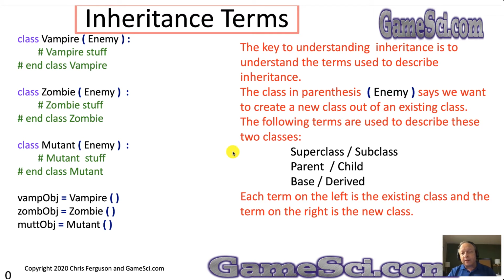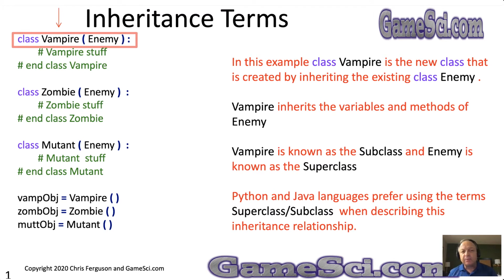Some people call enemy the superclass and vampire the subclass. Some people call enemy the parent class and zombie the child class. And yet another set of people calls enemy the base class and mutant the derived class. Each term on the left is an existing class and each term on the right is the new class. These are the existing classes we are inheriting from. These are the new classes that are inheriting from the existing classes. Let's go through each example one by one.